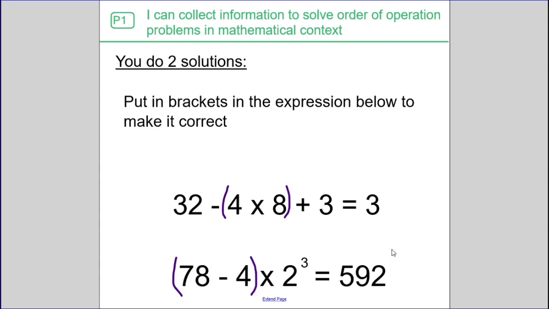Here are the solutions. So this is exactly where you should have placed your brackets. So here we would have got 4 times 8, which is 32. Then we would have done 32 subtract the 32, which is 0. 0 add the 3 would have given us the 3. Finally, we would have had 78 subtract the 4, which is going to give us 74. 74 times 2 cubed, which is 2 times 2 times 2, which is 8, would have given us 592.